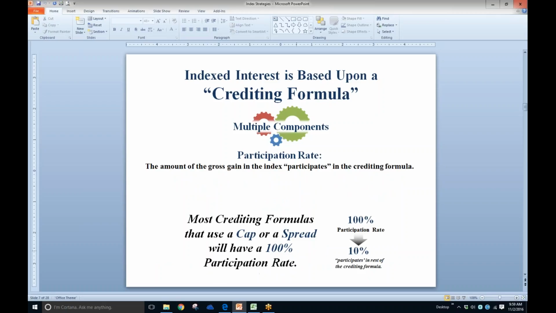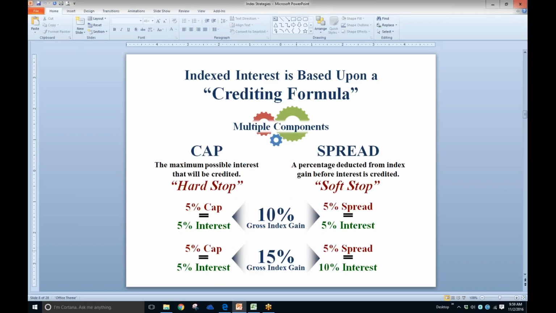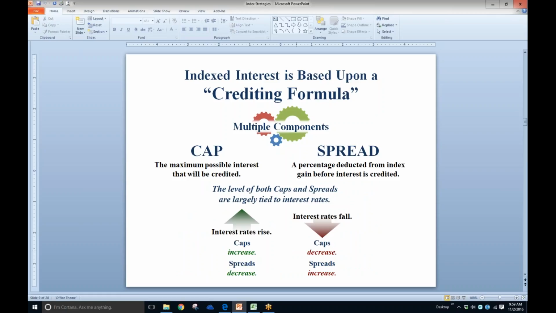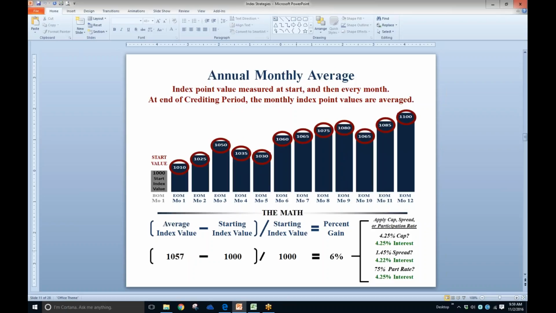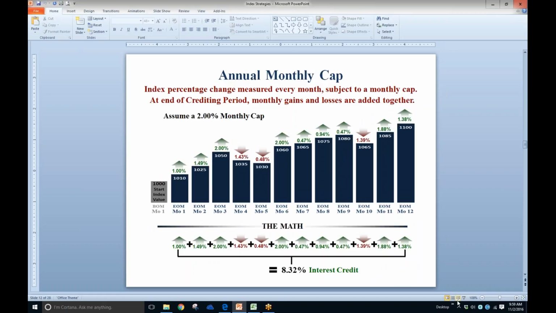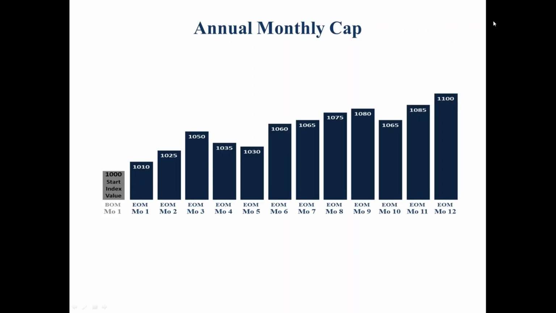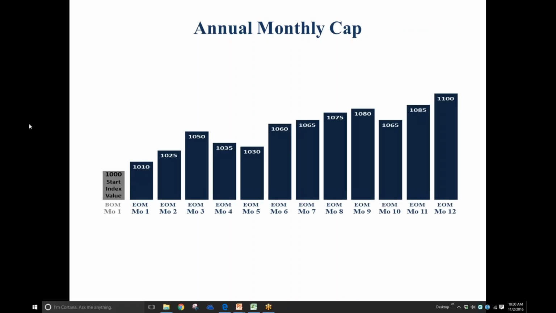So we learned what the participation rate is. We learned how that works, what caps and spreads are, and the difference between those two, and what makes caps and spreads either go up or down over time. Then we looked at how the most commonly used and the original type of indexed interest strategy was the annual point-to-point with an annual cap, or that could also be tied to a spread or just a straight participation rate. So we looked at how the math works on those and did the same thing for what's called the annual monthly average strategy.